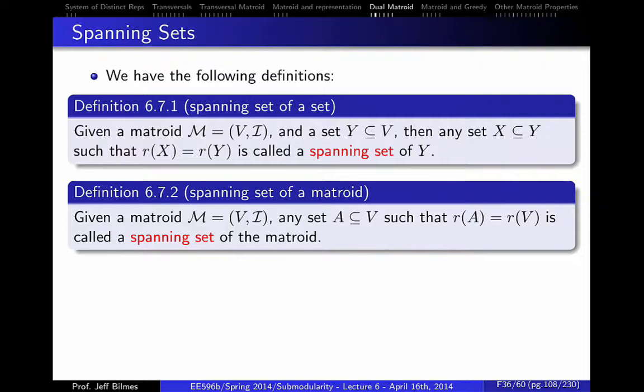Because again, when you think about the notion of a matrix, any subset of vectors that's spanning spans the entire column space of the matrix. So it's a spanning set of vectors. But whenever you have a graphic matroid, a spanning set is any set that contains a spanning tree. So a spanning tree is a spanning set that happens to be a tree. And that's why it's called a spanning tree.